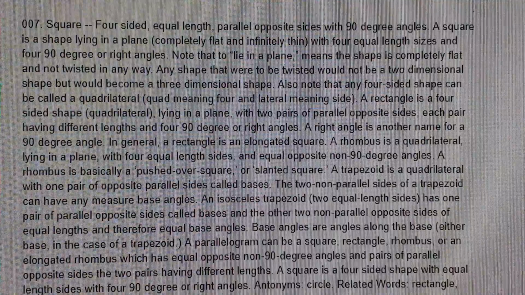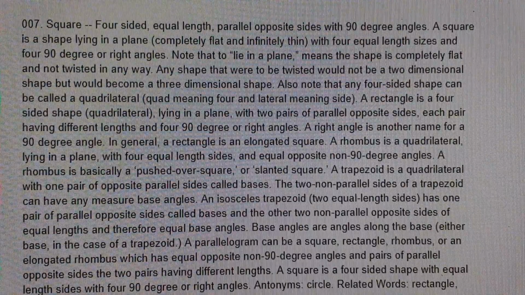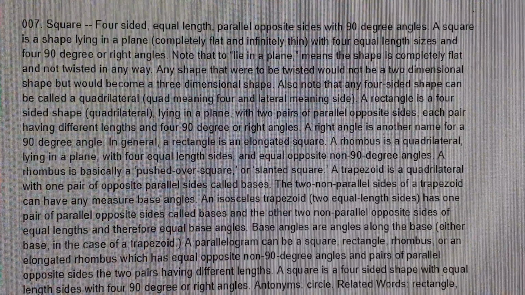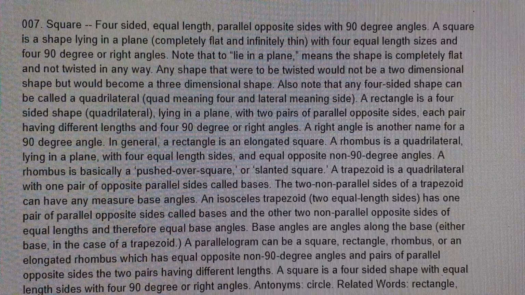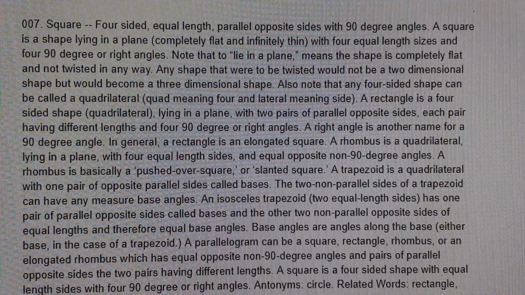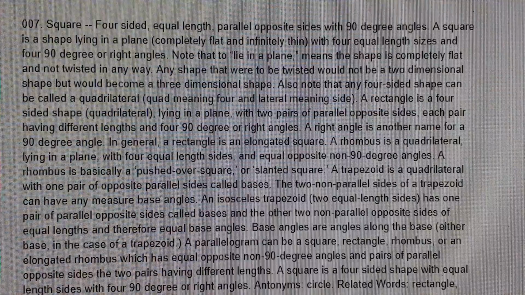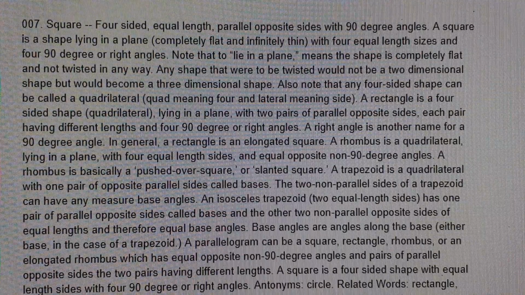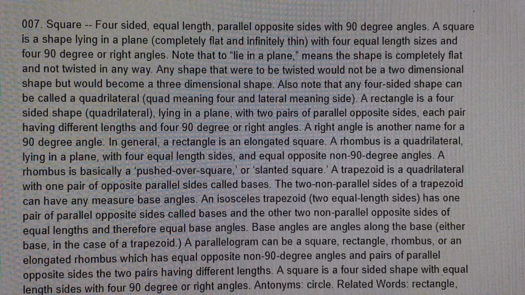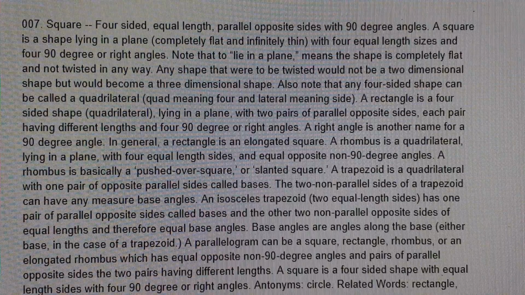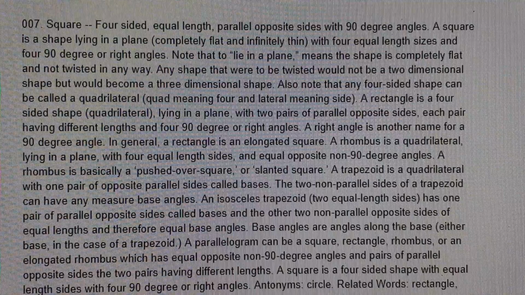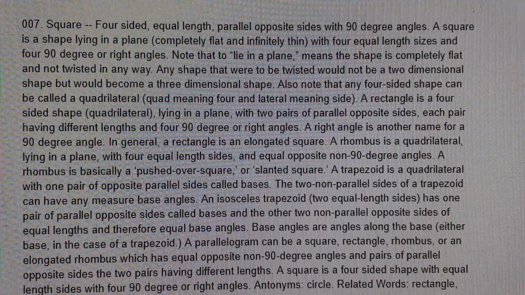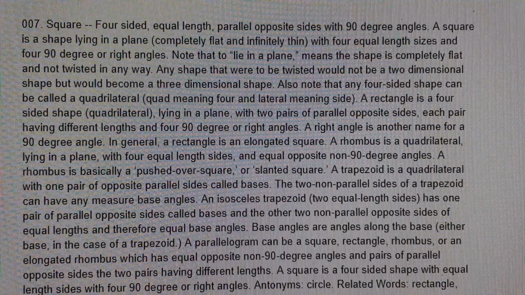Also note that any four-sided shape can be called a quadrilateral (quad meaning four, and lateral meaning side). A rectangle is a four-sided shape (quadrilateral) lying in a plane, with two pairs of parallel opposite sides, each pair having different lengths, and four 90-degree or right angles.